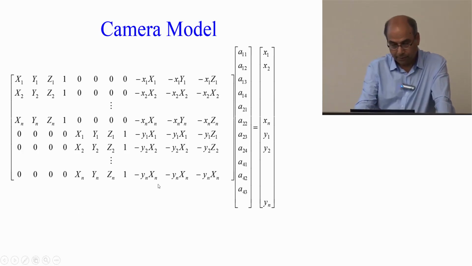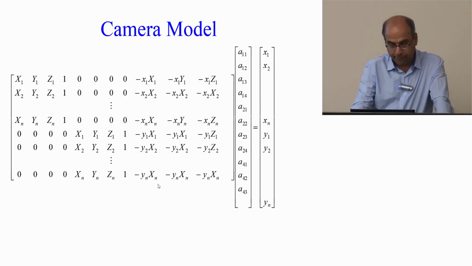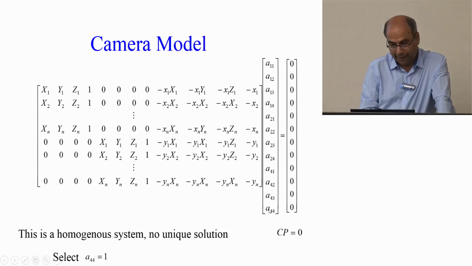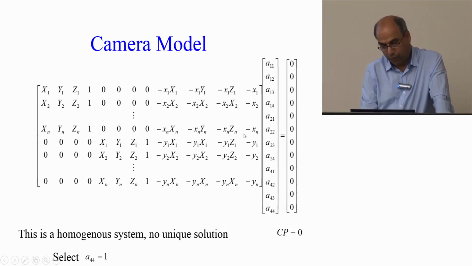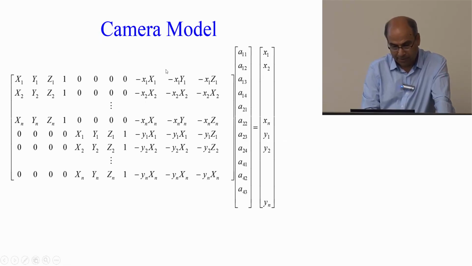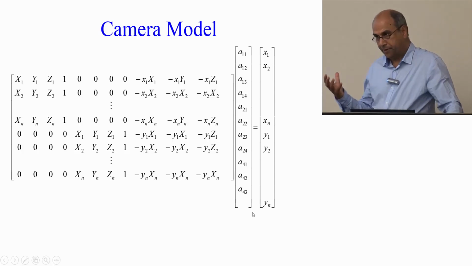Okay, and what we are going to do is, since a4 in this one is now known, which is 1, we can take this column and move it to the right side, because these x's and y's are known, which are image coordinates. So therefore this will become like that. Now we have this matrix which is known, this is known, and this is unknown. So this is the linear system.